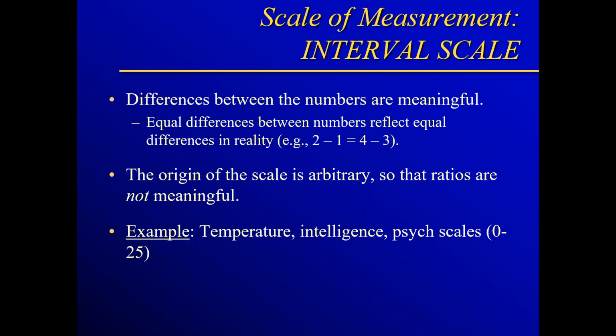So the difference between 2 and 1 is the same as the difference between 4 and 3, right? They're both 1. But here's the big thing that differentiates interval from the next one, ratio. And this will make more sense when we get into ratio. But the origin or 0 point of the scale is arbitrary, so the ratios are not meaningful. And let me explain what this means. So let's say we are measuring, this is essentially saying there is no true 0 point in these type of scales. So think about temperature.